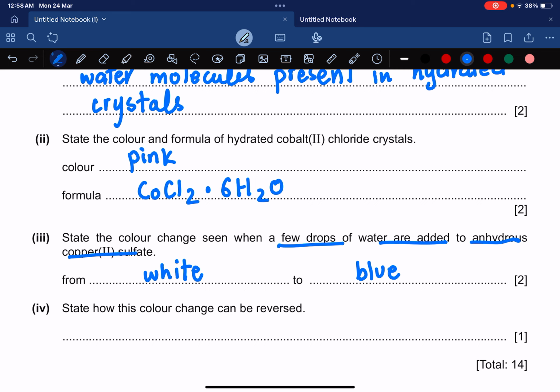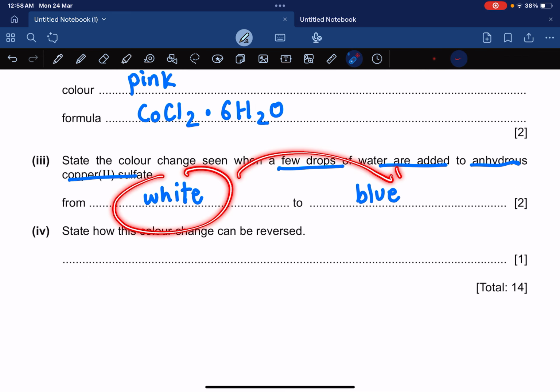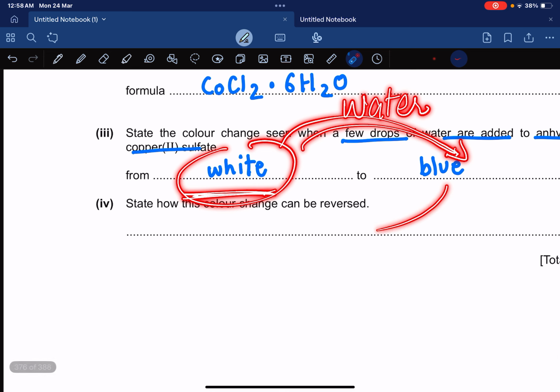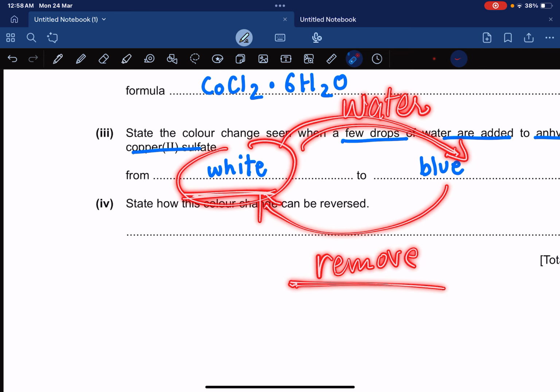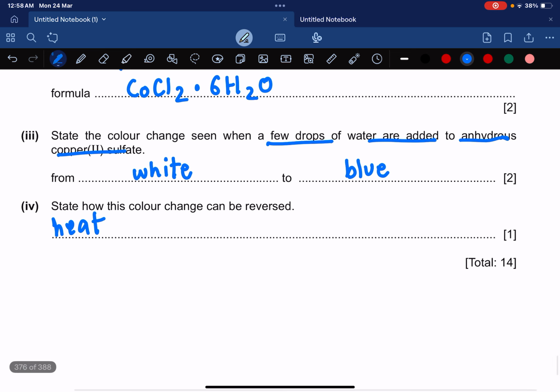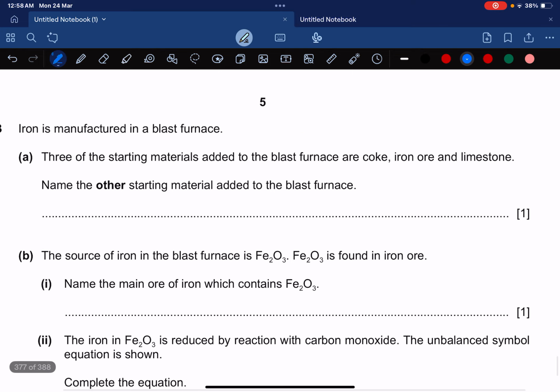State how this color change is reversed. Simply देखें, अगर वाटर ऐड करने से वो वाइट से ब्लू हो रहे हैं and you want to reverse it, you remove the water, ठीक है? If they are turning from white to blue, and you want to turn from blue to white, you want to remove water. What do you do to remove water from anything? You heat it. So the answer is going to be heat the copper(II) sulfate crystals, and you're going to remove the water and you're going to reverse the process.